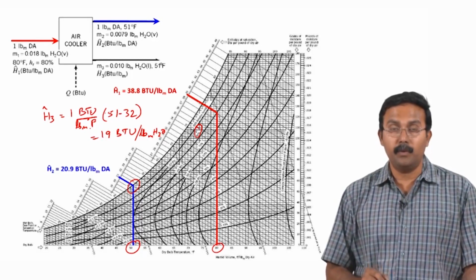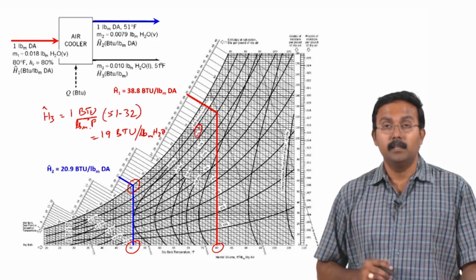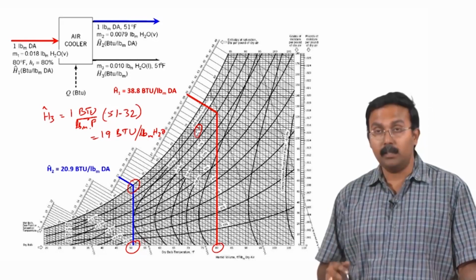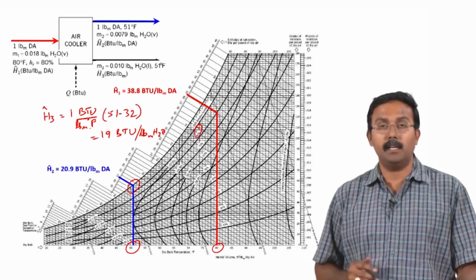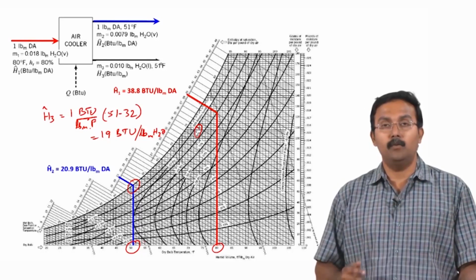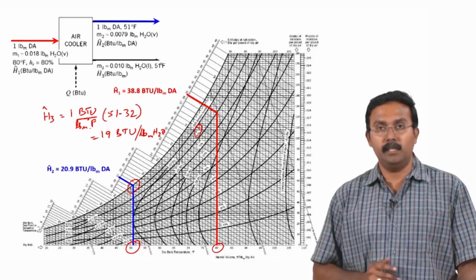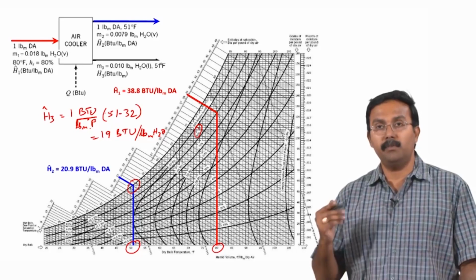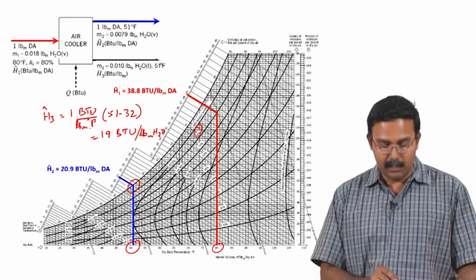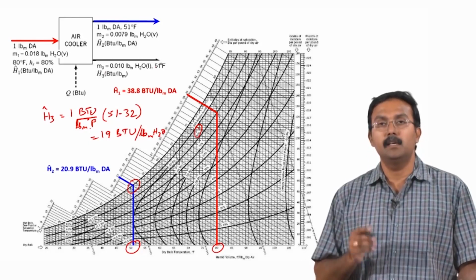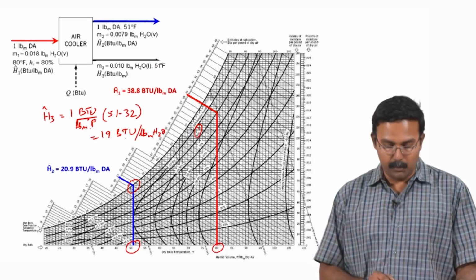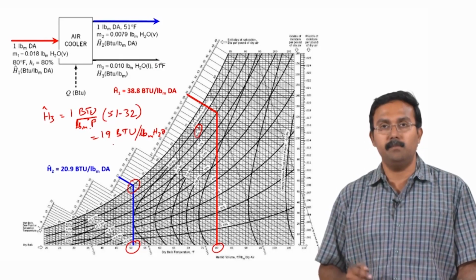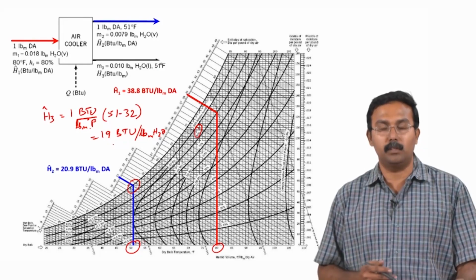So why did I use 51 to 32 as the range? The reference state for the psychrometric chart in the American engineering system is air and water liquid at 32 degrees Fahrenheit. So the enthalpy which we calculate has to be from this reference state to the final condition, which is 51 degrees Fahrenheit. So it is 51 minus 32 which is being used, and the value we have is 19 BTU per pound of water.